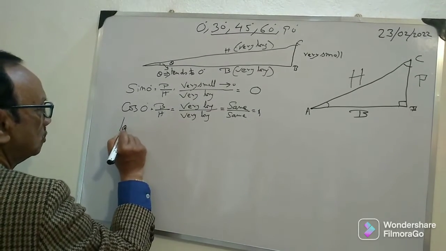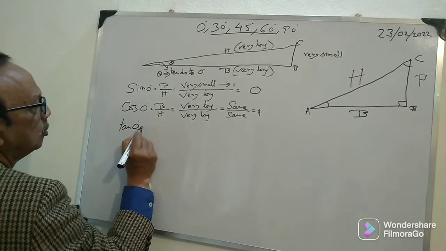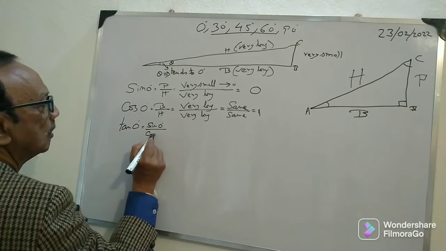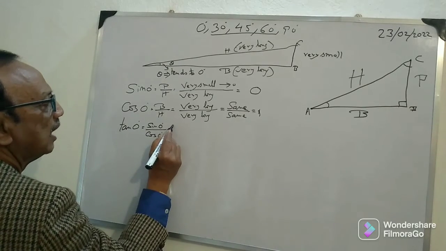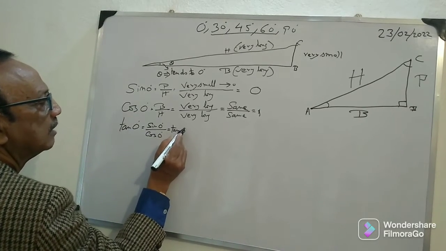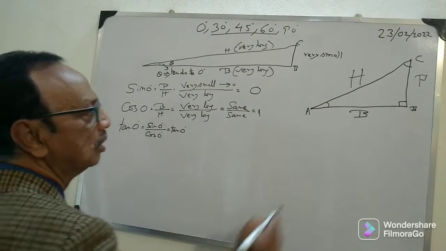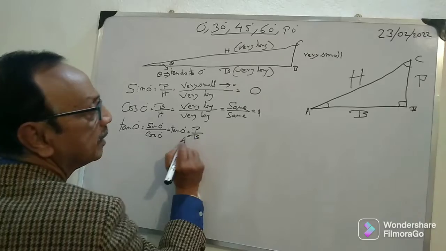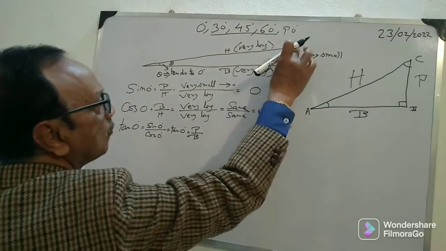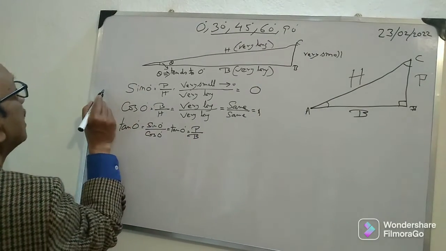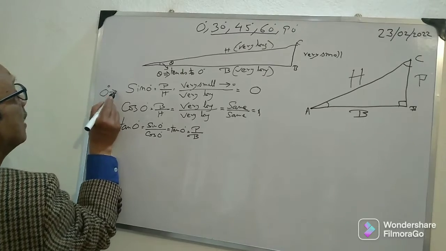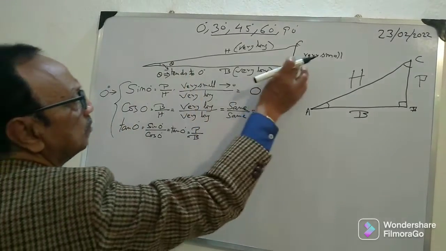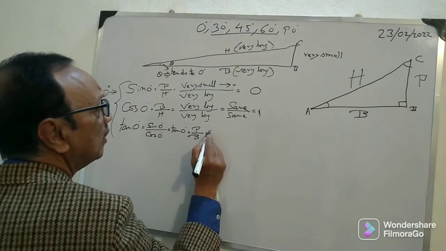For tan 0, it will be sine 0 by cos 0. Now for tan 0, I know it will be perpendicular by base. Perpendicular is very small for this 0 degree angle. So for tan, very small by very long.